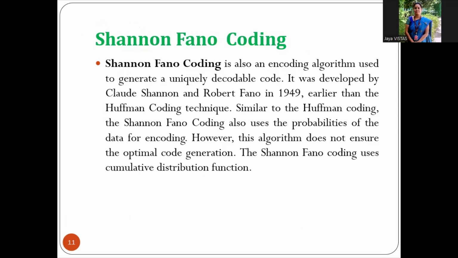So Shannon-Fano coding is also a compression or encoding algorithm. It is used to generate a uniquely decodable code. It was developed by Shannon and Robert Fano in 1949, so it is called Shannon-Fano coding. It was developed earlier than the Huffman coding technique, but it is similar to Huffman coding. Shannon-Fano coding also uses the probabilities of the data for encoding. This algorithm does not ensure optimal code generation. This coding uses the cumulative distribution function.